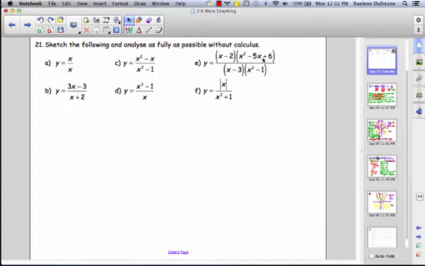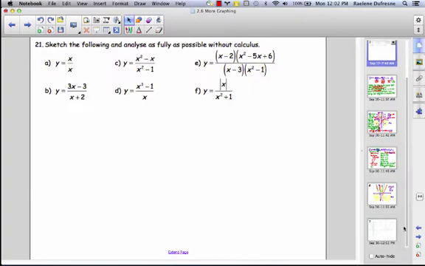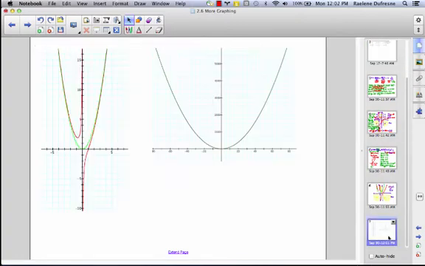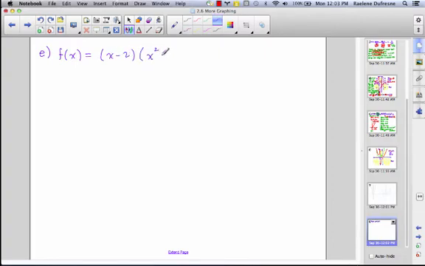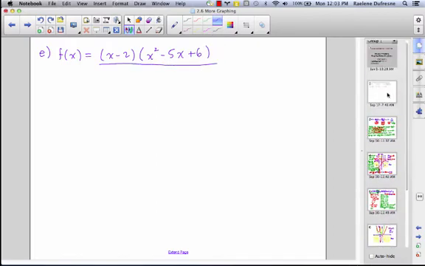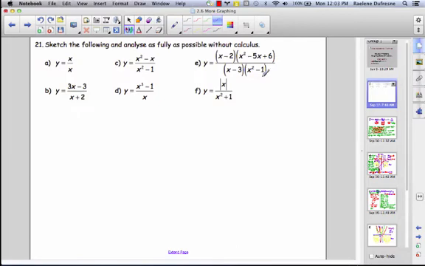Okay, we're going to take a look at part E, and we'll leave this one as the last one. And I'll try to remember all of the factors as I type it into or copy it into a new slide. So in part E, we had f of x is equal to x minus 2 times, I know we had a quadratic here, I think it was x squared minus 5x plus 6, and all divided by, let's take a look, x minus 3 times x squared minus 1.